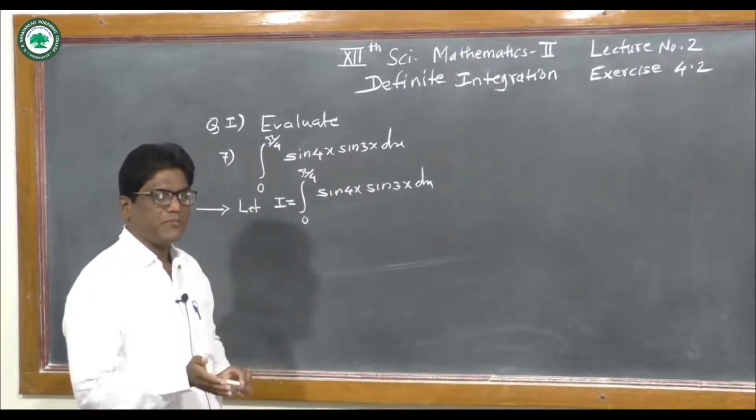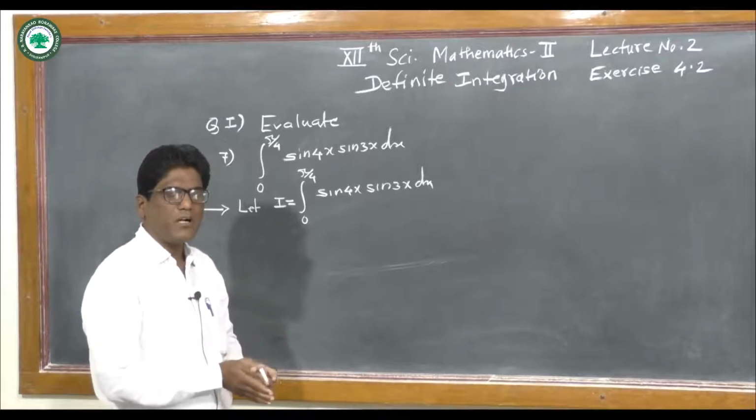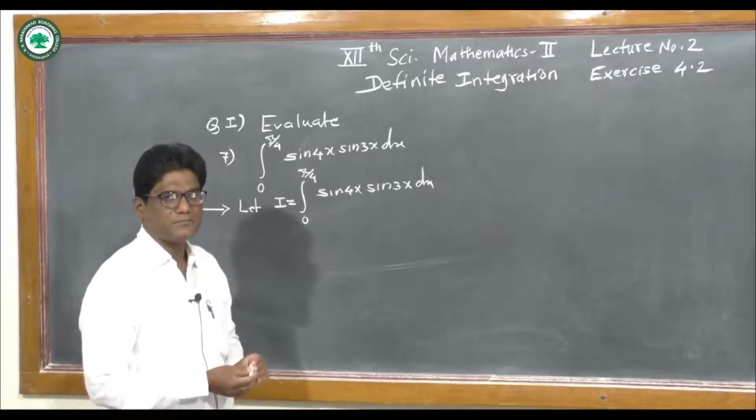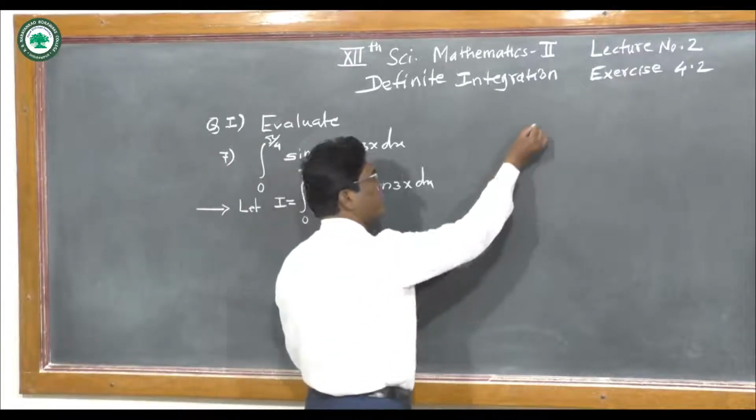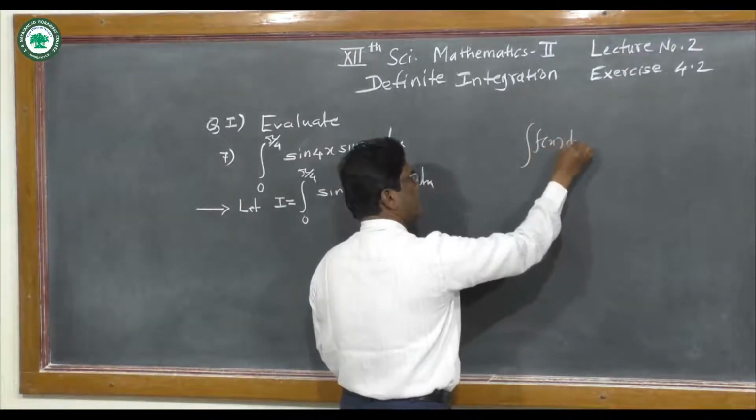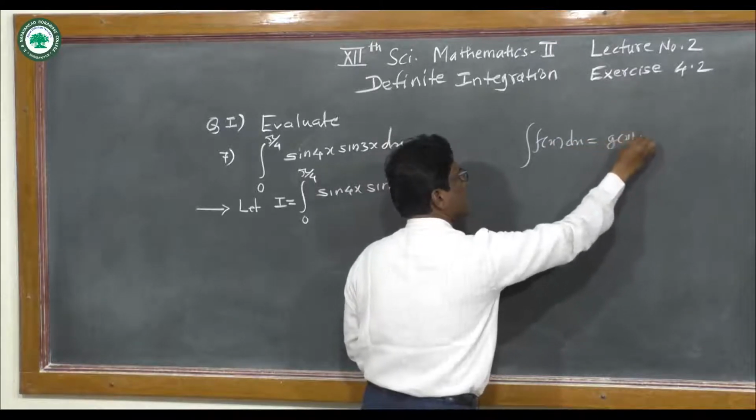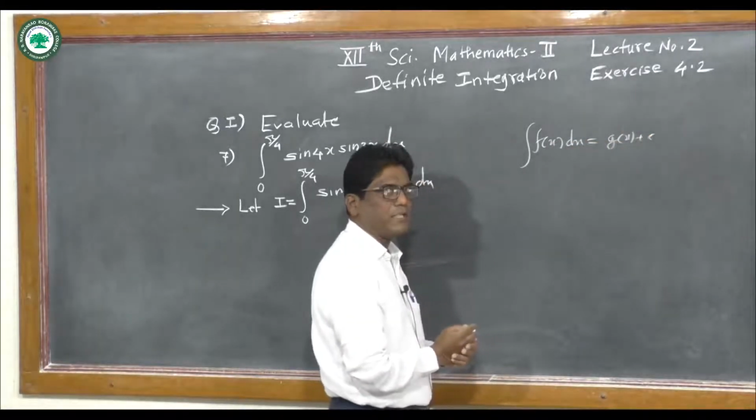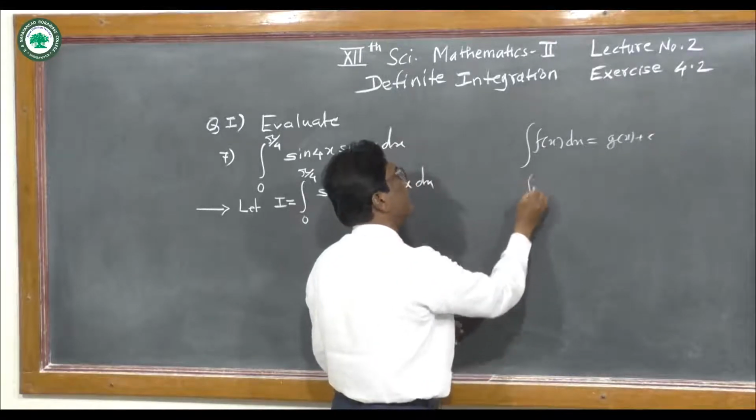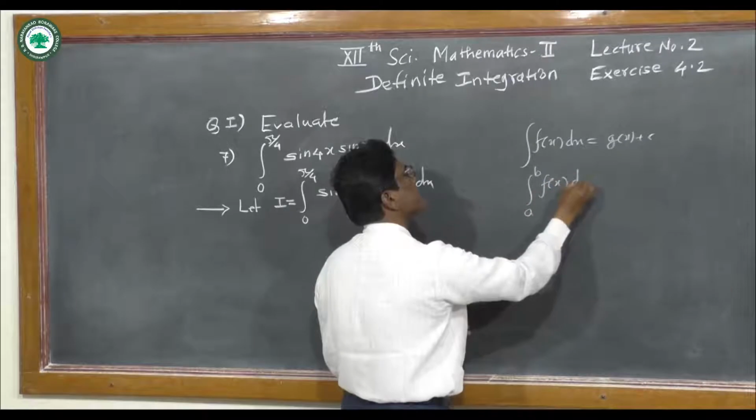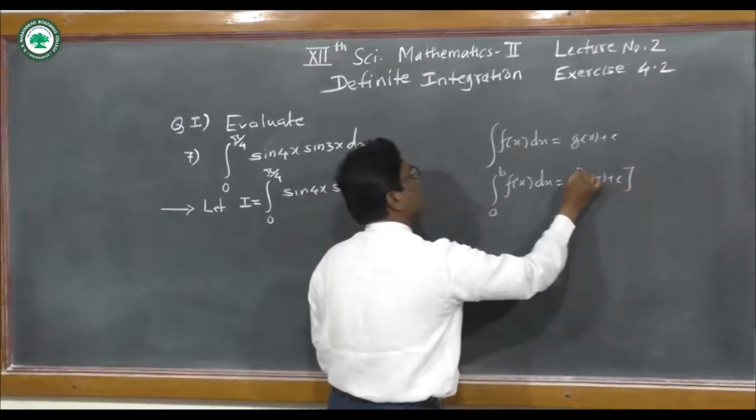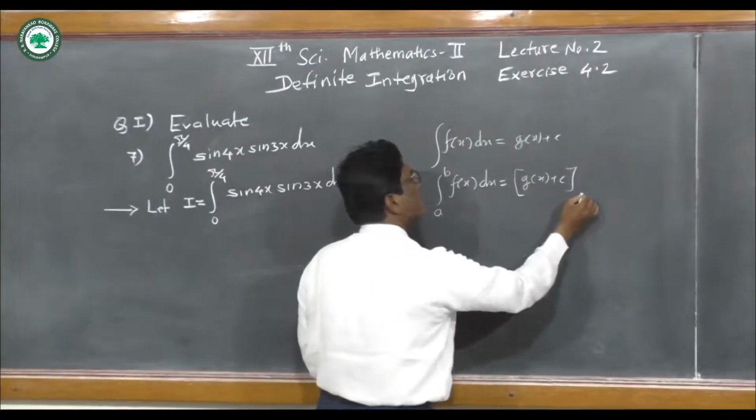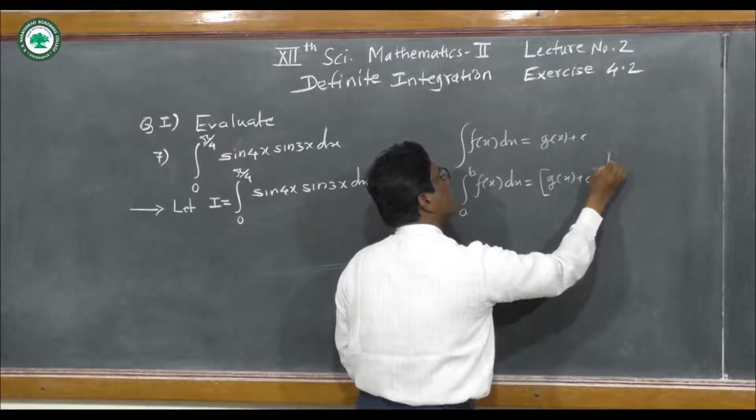This question number first and question number second, just it is the revision of previous chapter indefinite integration. Only we have to use here how to use the fundamental theorem of integral calculus, that is, if integration of f of x dx is equal to g of x plus c, and we have to use here lower limit and upper limit. Then we take here integration from a to b, f of x dx is equal to this solution as it is g of x plus c, and take here square bracket like this and write here lower limit a and on the top side upper limit b.